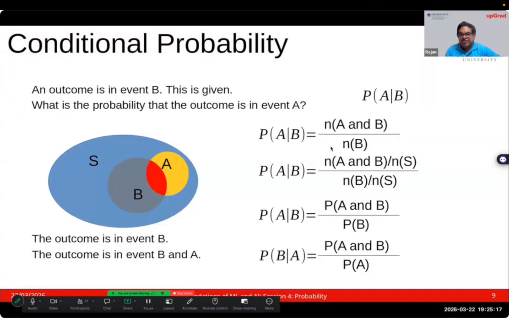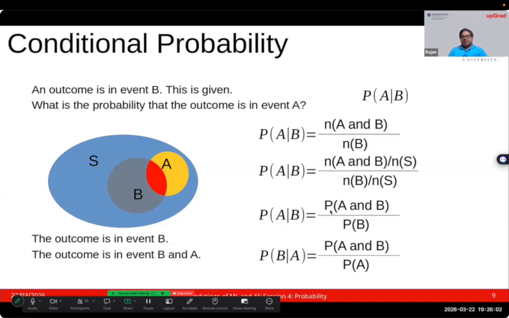I have not changed anything. I just multiplied by 1. So the numerator becomes P of A and B. The denominator becomes P of B. That's all there is to it. So if we already know some information about an outcome, we can use that information to calculate the probability that it is in some other event. And that is given by this: probability of the event A given event B is probability of A and B divided by probability of B.